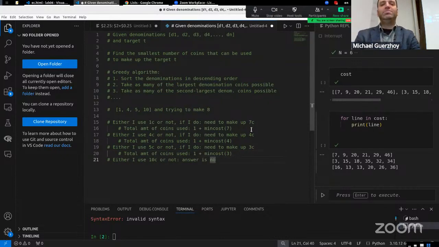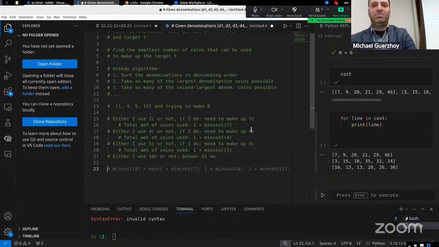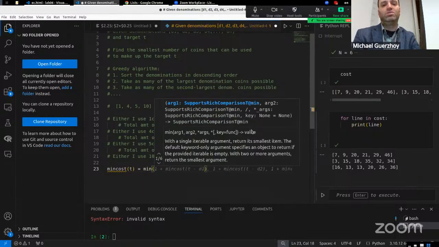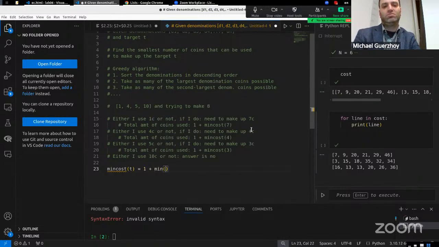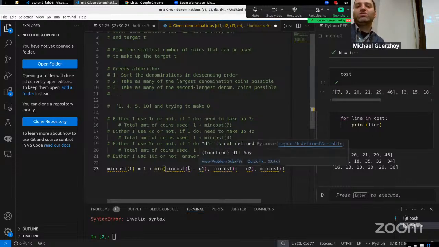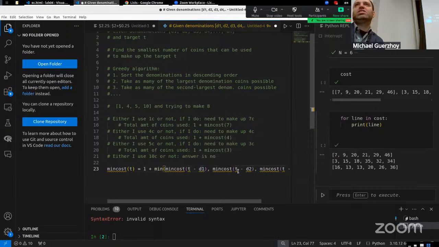And what this means is that I'm out of time, but what I can do is I can just say min cost of t is the minimum over all of those things, right? So it's the minimum over, do I subtract d1 from t or do I subtract d2 from t and so on.